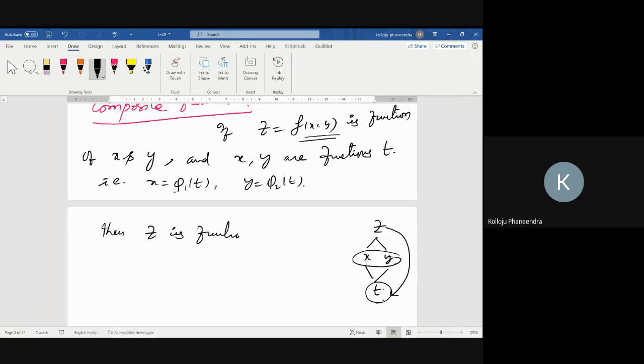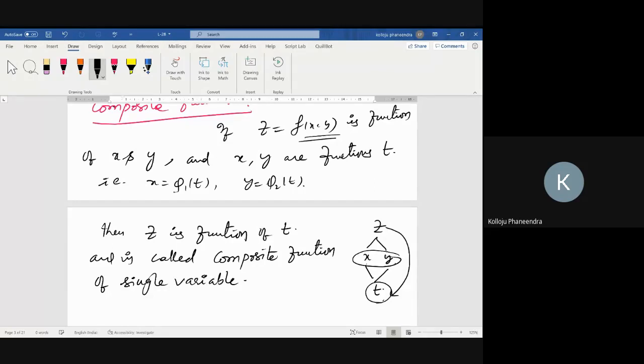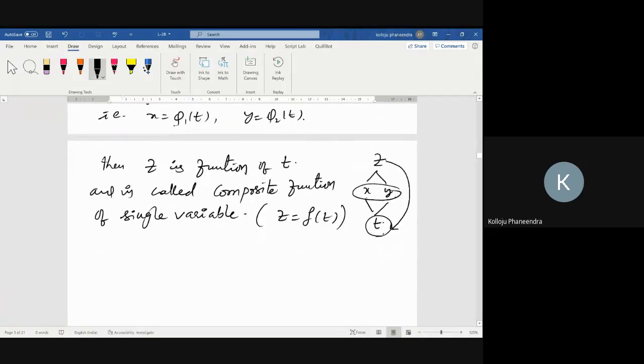Then z is a function of t. How many variables? Only one variable, and it is called a composite function of single variable. Now, z is completely, if I put x and y in terms of t, a function of single variable, like y equal to f of x. For a function of single variable, what is the derivative? Ordinary derivative. So dz by dt exists.